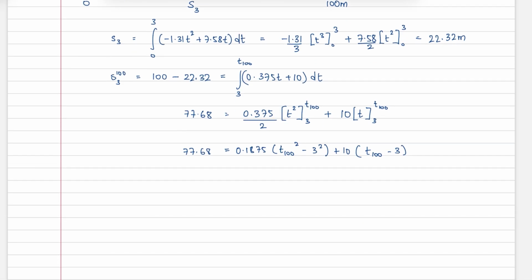And now I'd like to ask you guys to solve for t100. Again, pause if you haven't solved this entirely yourself. You will get a quadratic equation that is 0.1875 t100 squared plus 10 t100 minus 109.37 is equal to 0. And your job is to find t100. So how would you do that?